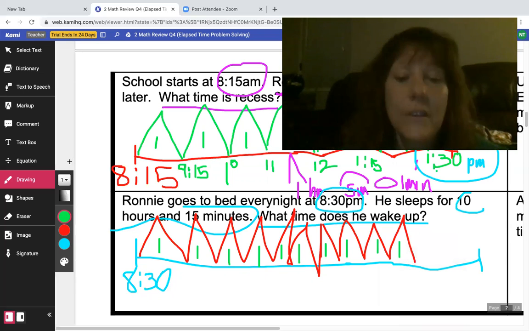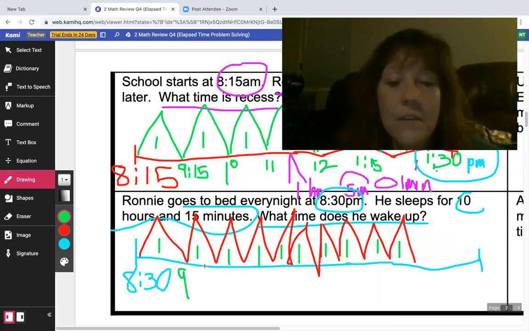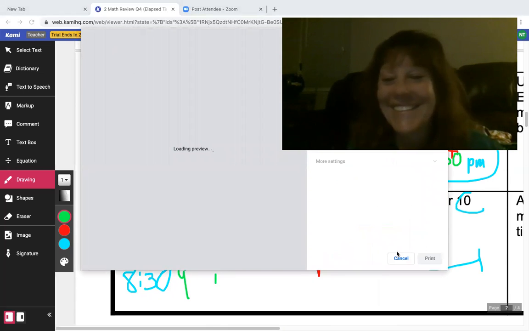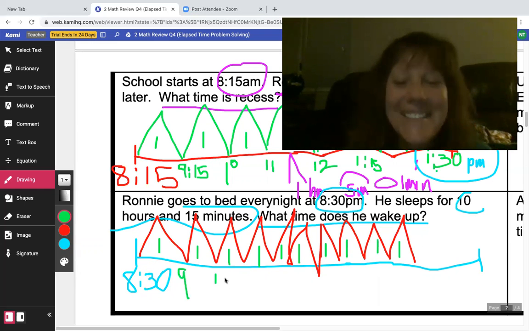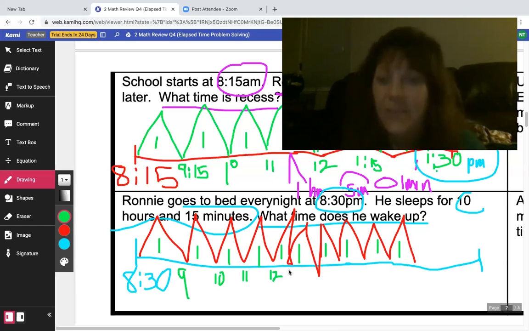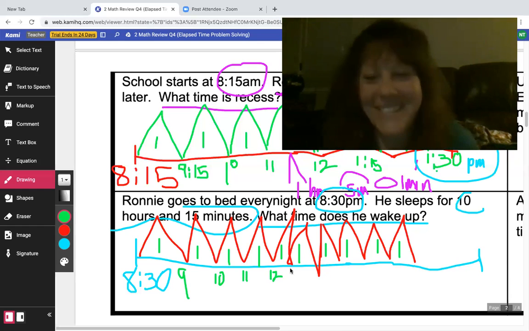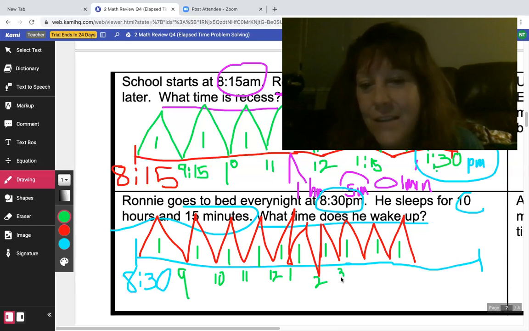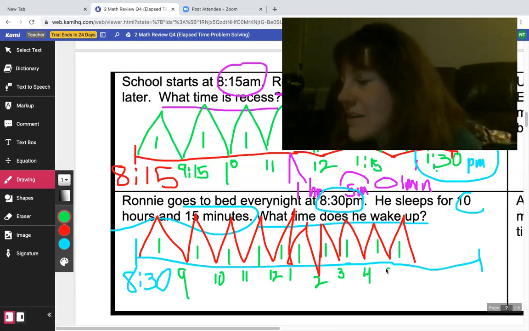All right, so now let's see. 8:30 plus 1 hour would be 9:30. Then 10:30. I do not like this. Then right here it'd be 11:30. Then it would be 12:30. I would write the 30s if I had a pencil. Is there a 13:30? No. So we go to 1:30. So that's 1:30 in the morning. 2:30 in the morning. 3:30 in the morning. 4:30 in the morning. 5:30 in the morning.